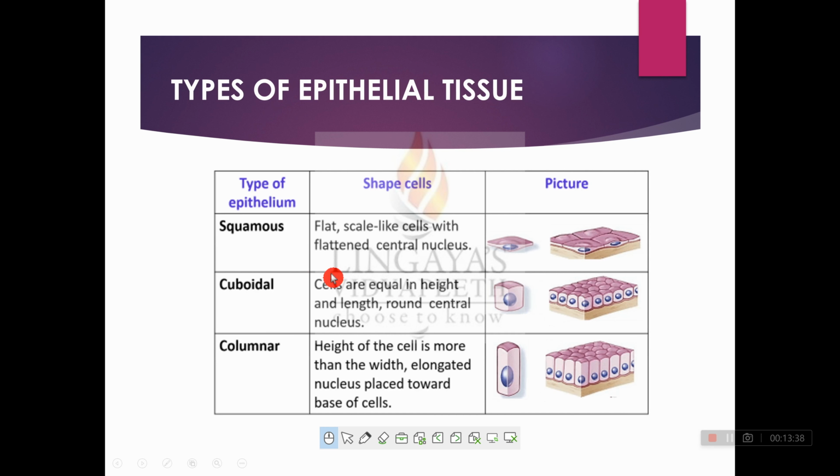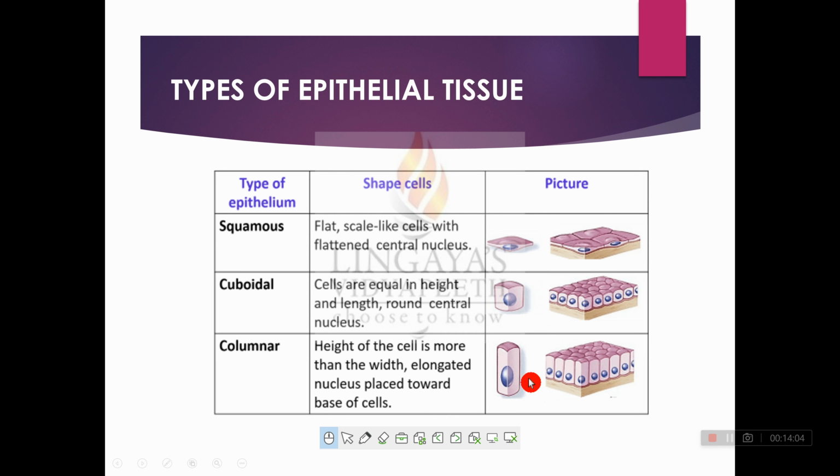Now, the cuboidal epithelial tissue: these cells are equal in height and length. A round central nucleus is present inside the cells. Here you can see in this picture that the length and height are the same. Thus, the nucleus is round and centrally located. Next is the columnar epithelial tissue.